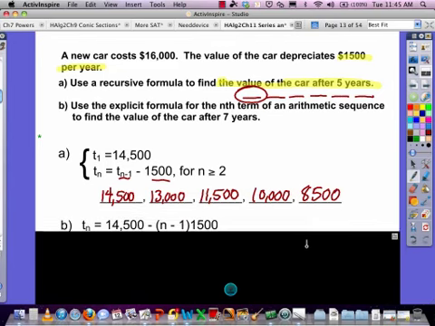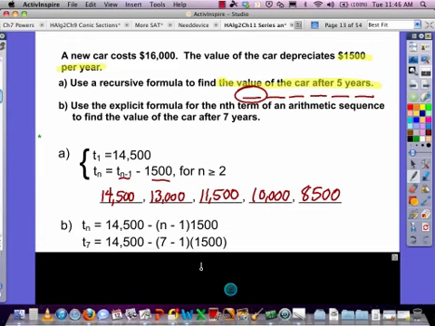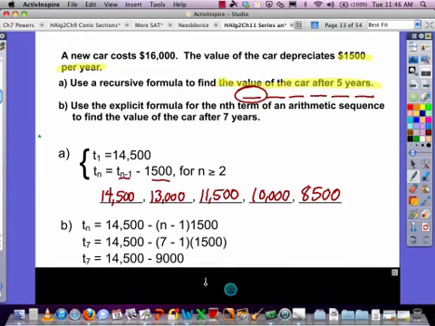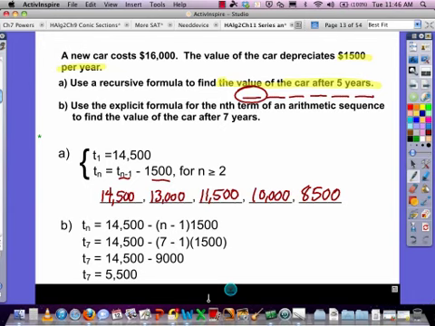There is another way in part B that says use an explicit formula for the nth term of the sequence to find the value of the car after 7 years. So we don't want to have to sit there and keep doing subtract, subtract, subtract. Put it back in. First term, minus n minus 1 times that constant of d. The math, we're looking for the 7th term, so n had to be 7. 7 minus 1 is 6. Do the math. We're good. Finish with $5,500 for our 7th term.